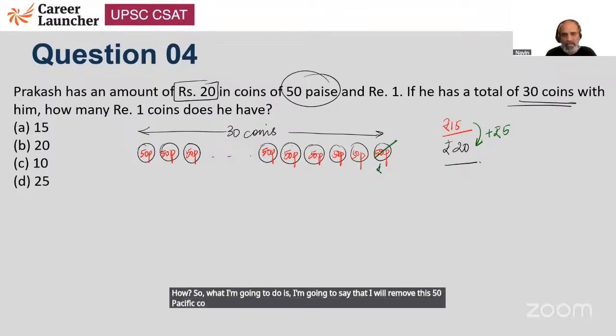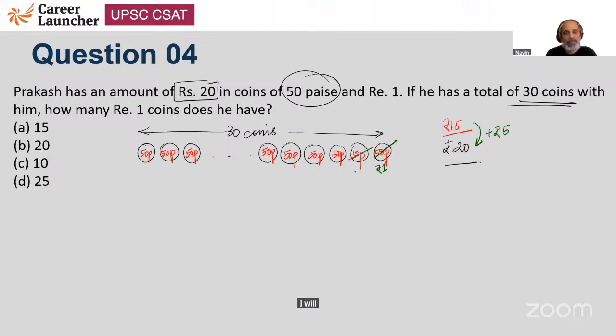and I will bring in 1 rupee coin. I will remove this 50 paise coin. I will bring in 1 rupee coin. I'll remove this 50 paise coin. I'll bring in 1 rupee coin and so on. So every time I switch from a 50 paise to 1 rupee, a 50 paise increment happens.